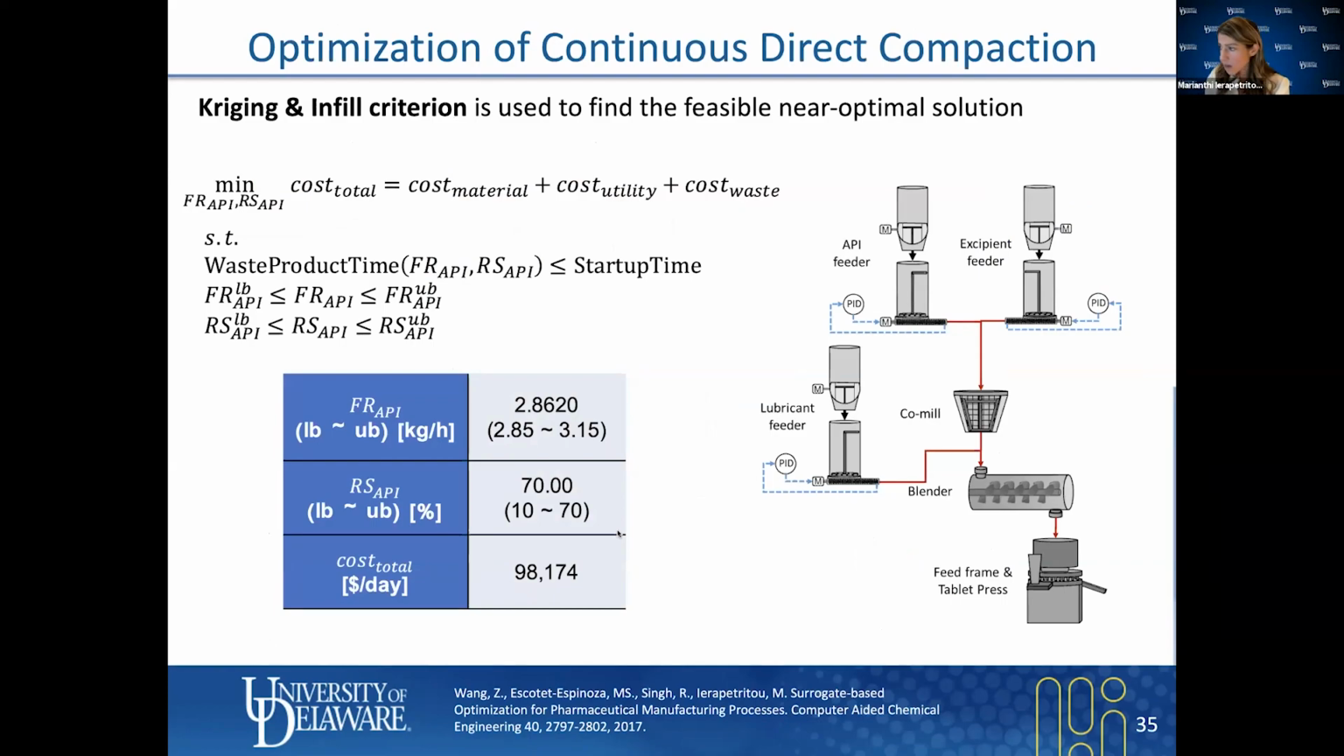I'm going to use the same example here and also another example, and then I'm going to close my talk. This is again the example of the direct compaction for the production of the final tablets. We have the minimization of cost. The constraints come out of the simulations, and what we see here is that by optimizing the cost, we are able to optimize the flow rates for the API and reduce the total cost for production of tablets.